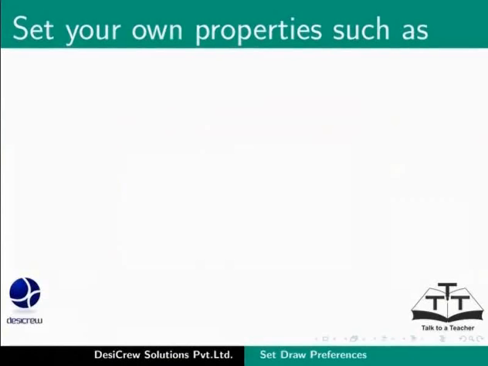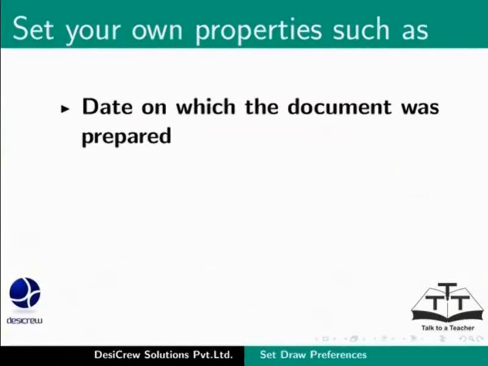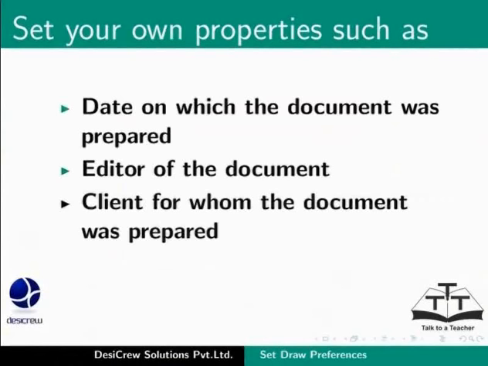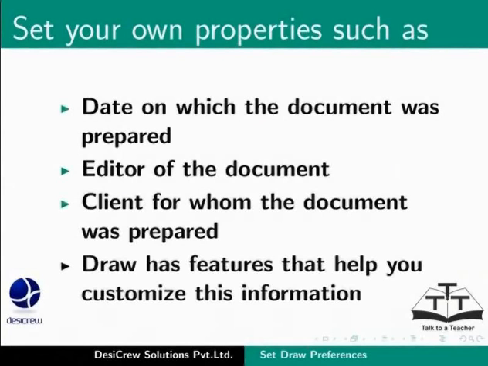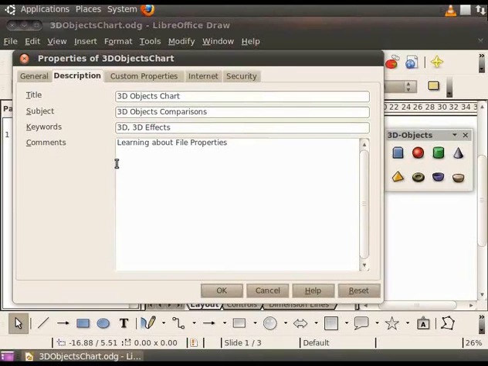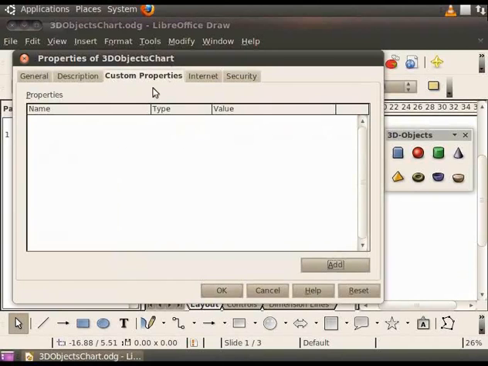In addition to the properties present in the Description tab, you may want to set your own properties. For example, you may want to know the date on which the document was prepared, the editor of the document, the client for whom the document was prepared, etc. Draw has the feature that helps you customize this information. In the Properties dialog box, click Custom Properties.